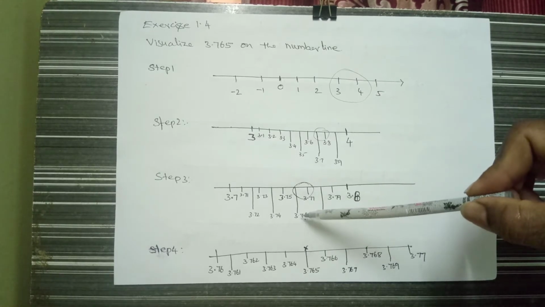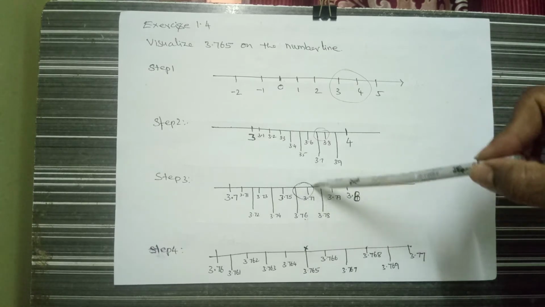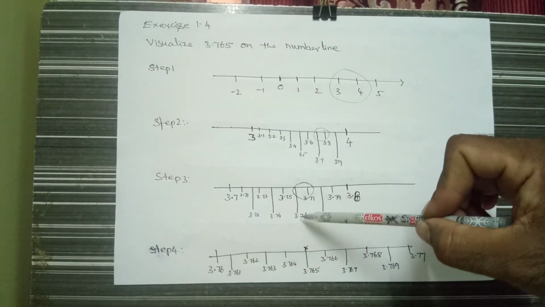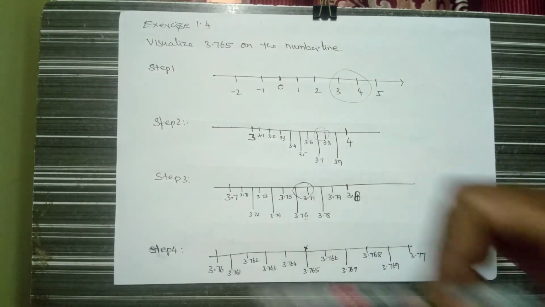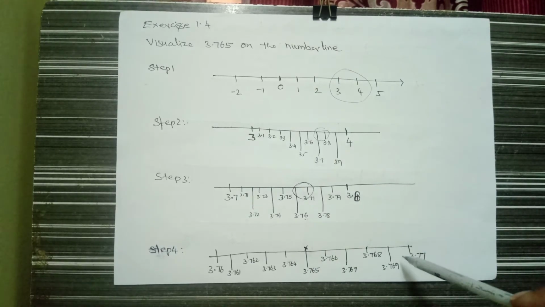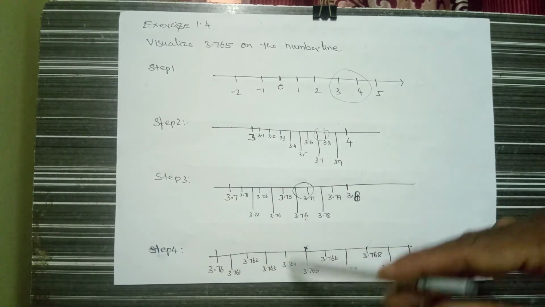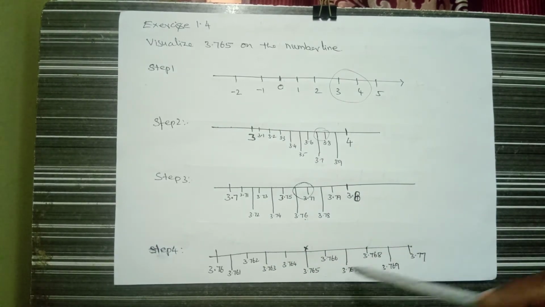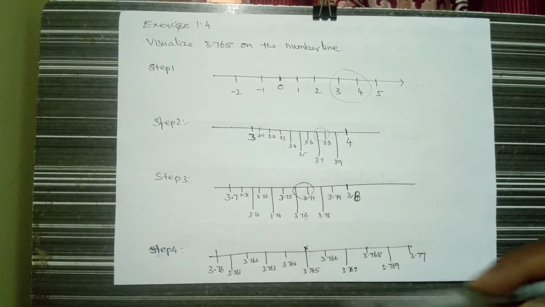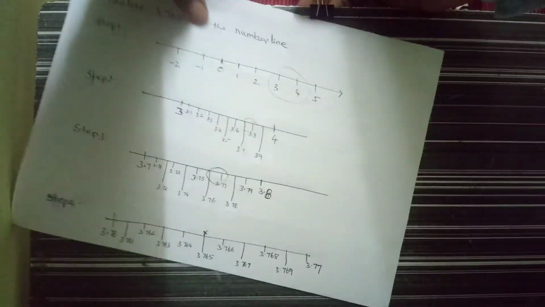So where is our answer going to be located? 3.765, so after 3.76 and between 3.77, in this place our answer is going to be located. Therefore you take 3.76 to the left side, 3.77 to the right side, and maximize, that means elaborate it, and divide that into 10 equal parts. Therefore here 3.765 is located. Now let us see the next question.